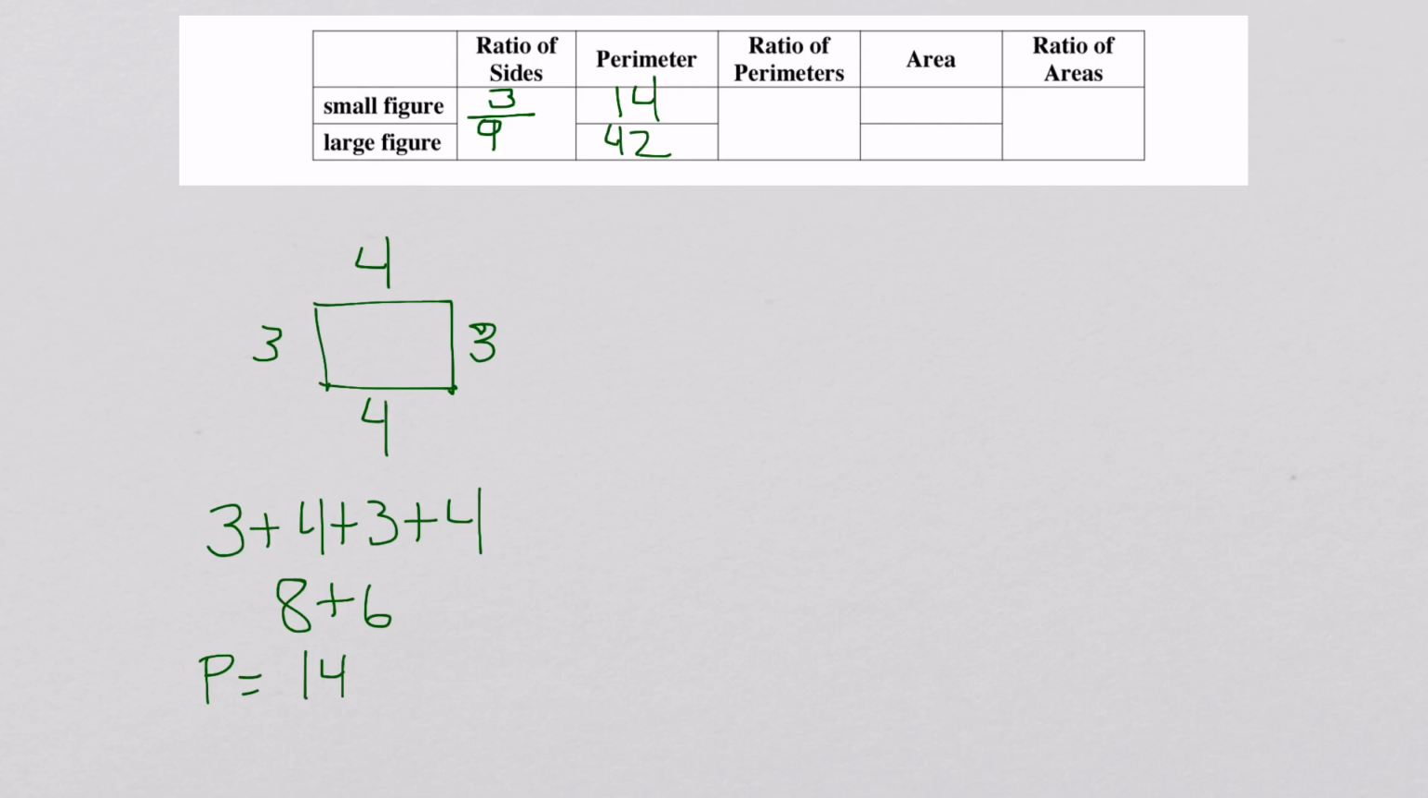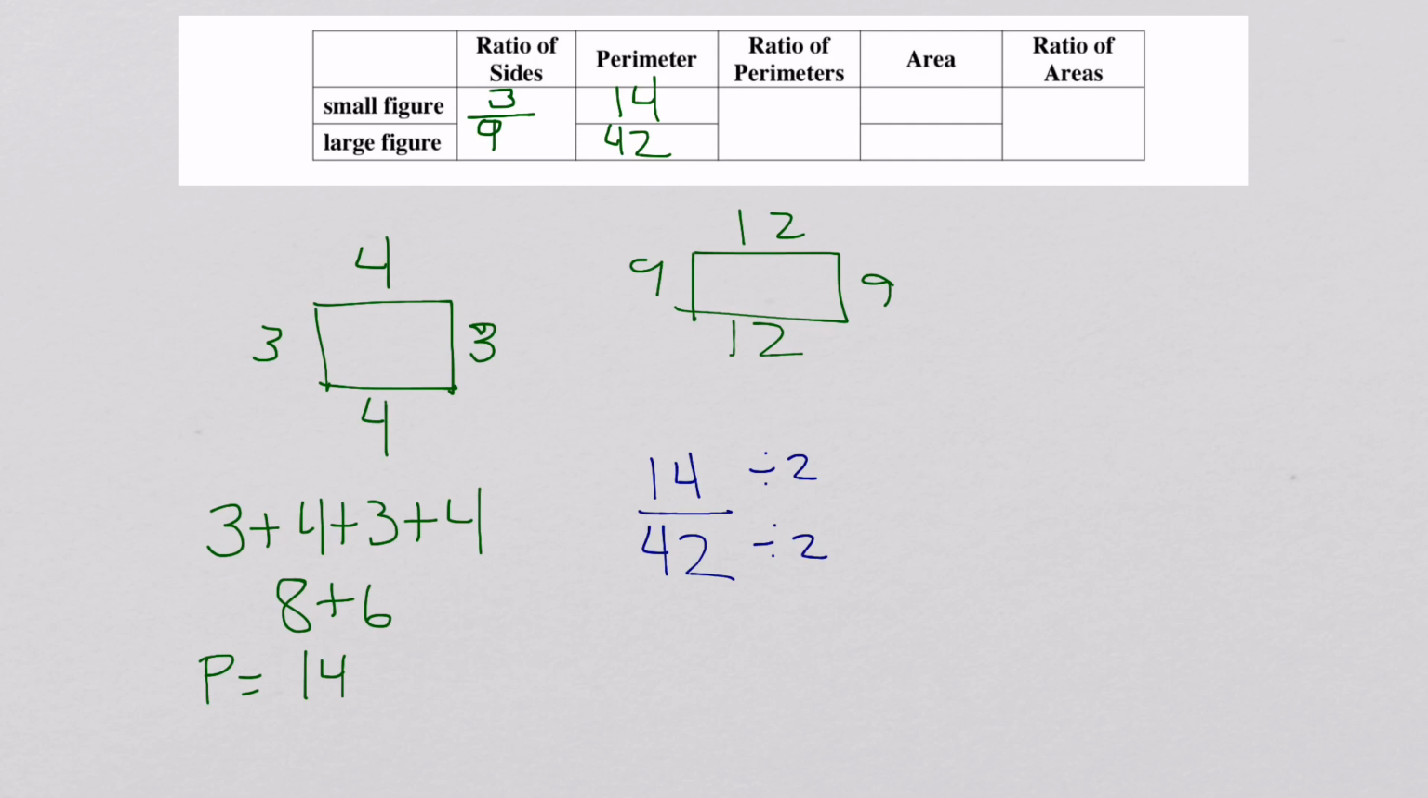And redraw it up here. 9, 9, 12, 12. The ratio of the perimeters in this case would be 14 divided by 42. In order to simplify the fraction, we need to divide by a common number. In this case, we can divide by 2. So I'll divide by 2. And that's going to give me 7 divided by 21.